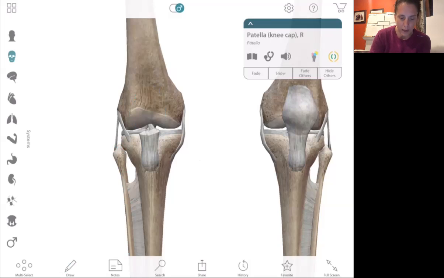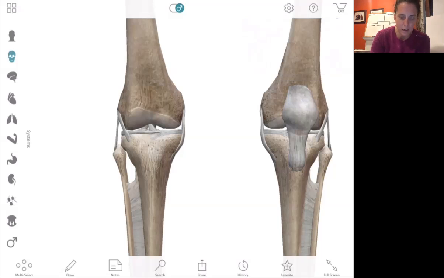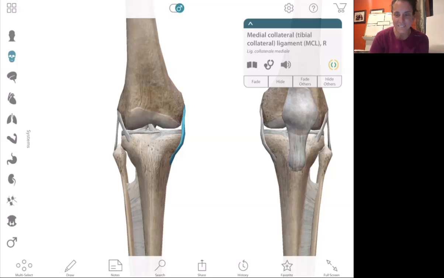Now I'm going to hide the patella so we can go through our ligaments. We have 5 ligaments that we will learn in the knee. Two of them are considered collateral ligaments, the MCL and the LCL. So we have the medial collateral ligament here, and it's obviously on the medial side, and it is going to be injured most of the time when the knee goes into a valgus position.